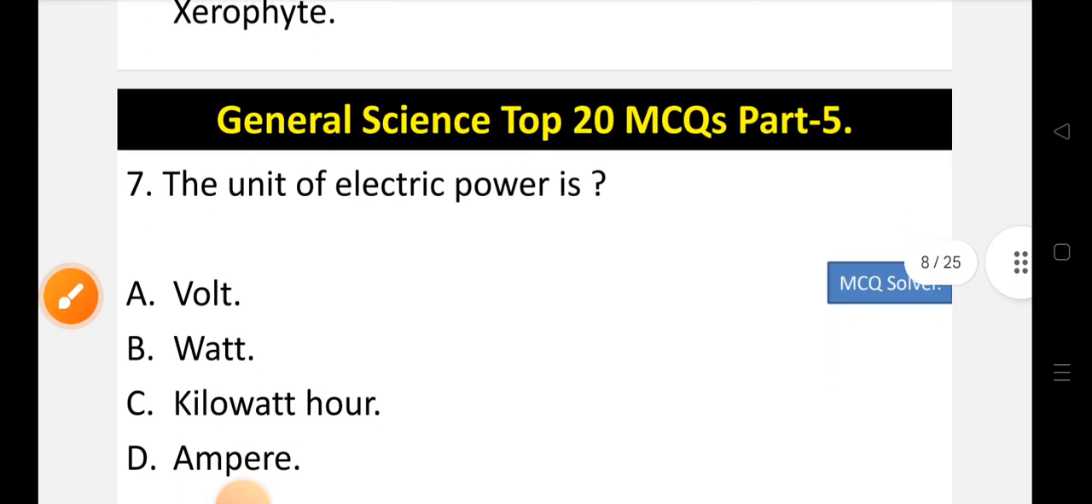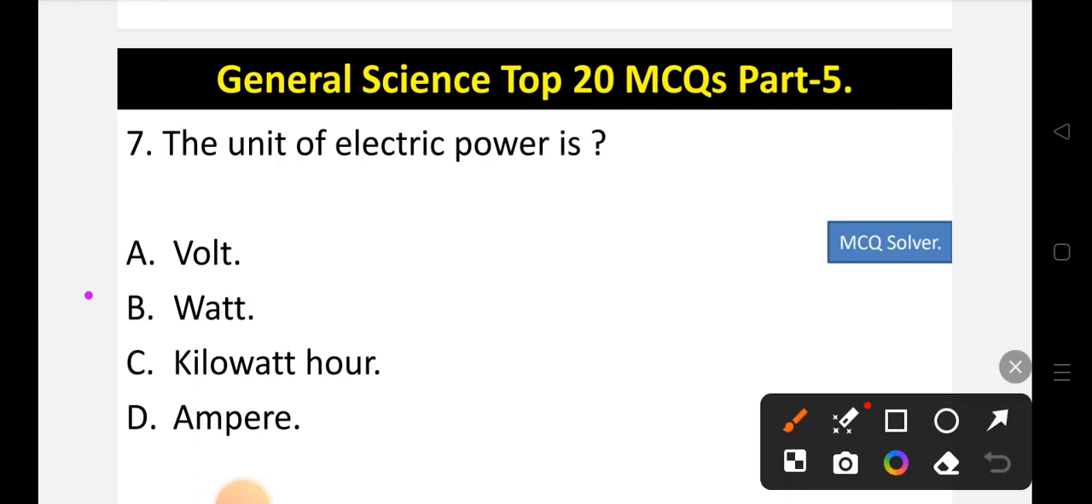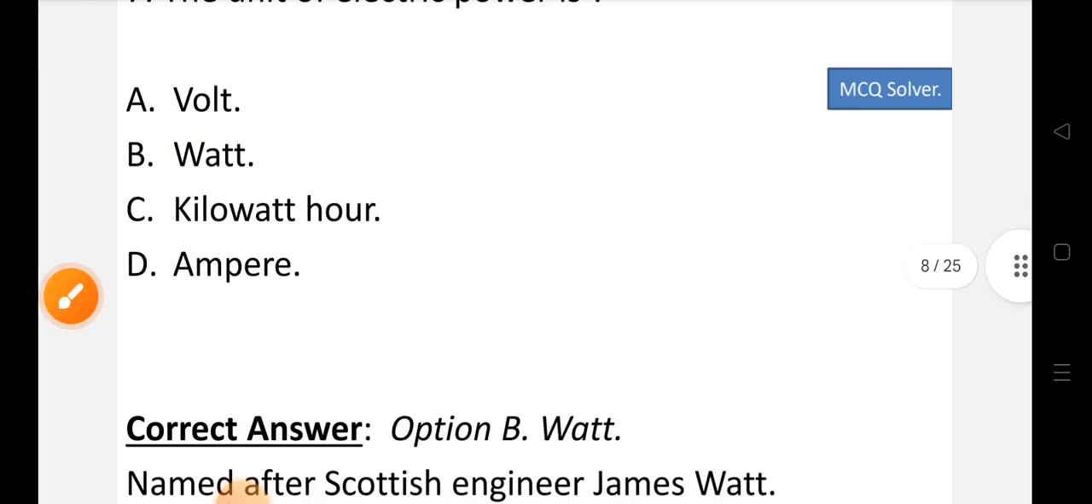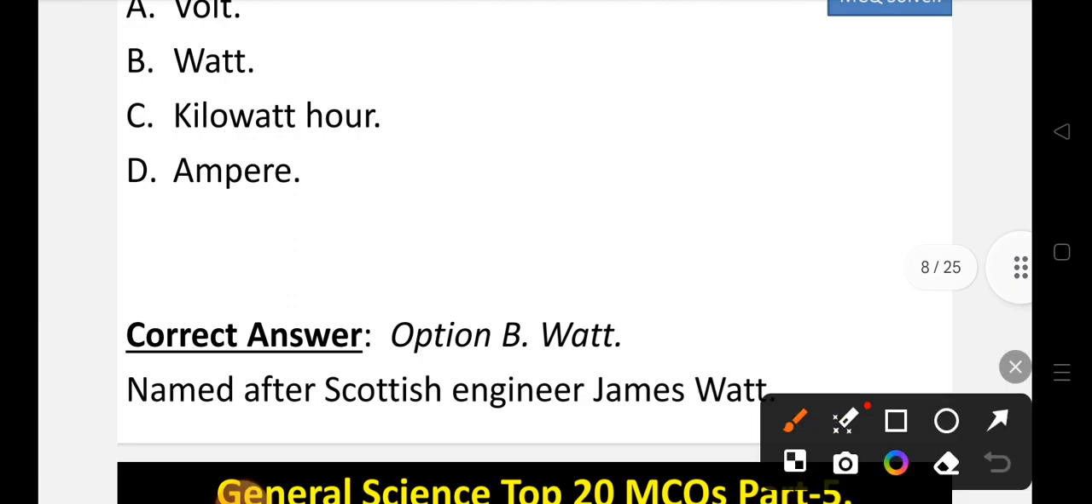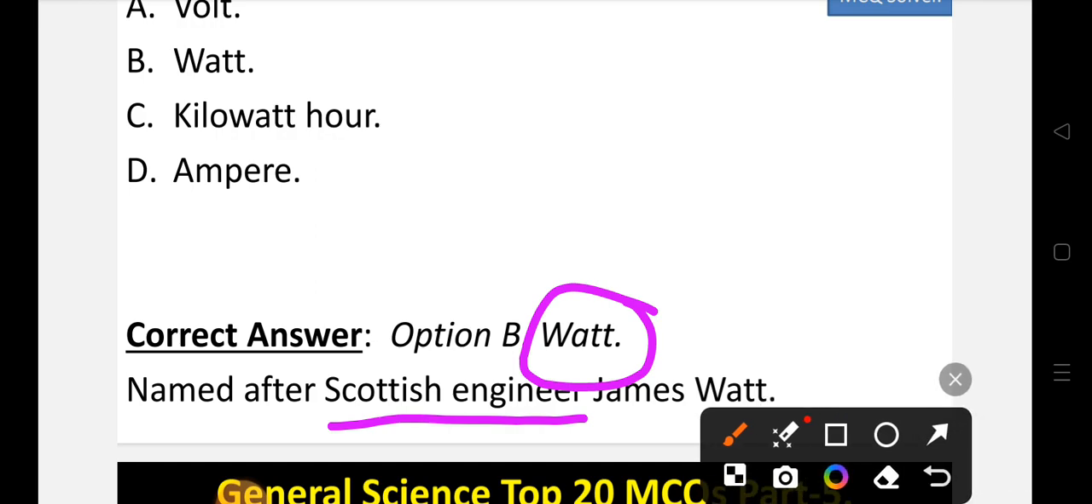Now let's move to question number 7. The unit of electric power is. The correct option is option B, that is watt. The unit watt was named after the scientist James Watt, a Scottish engineer. It is after his name that the unit of electric power is called watt.